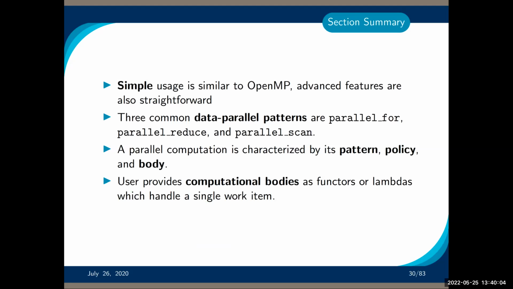So there are 3 data parallelisms. There's parallel for, parallel reduce, and parallel scan. And there's the pattern, which is the operation you want to do, the policy, like how do you go about dividing up the work, and the body, which is actually computing the work. The body is, again, provided as function objects or lambdas, and they handle a single work item.